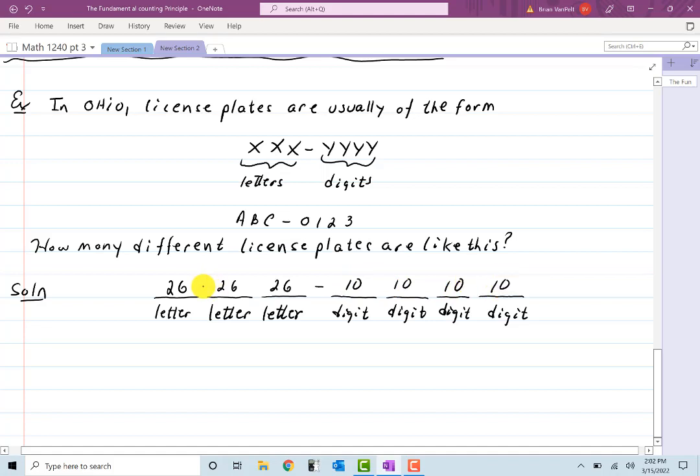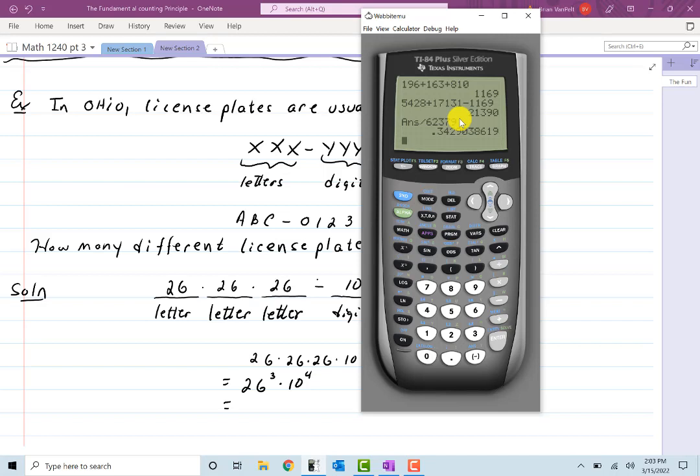And then all you do is take and multiply these all out. I know I've got a dash there, but that doesn't matter. So the total number of ways is going to be 26 times 26 times 26 times 10 times 10 times 10 times 10, which is probably easier to write as 26 to the 3rd times 10 to the 4th. And let's see what we have.